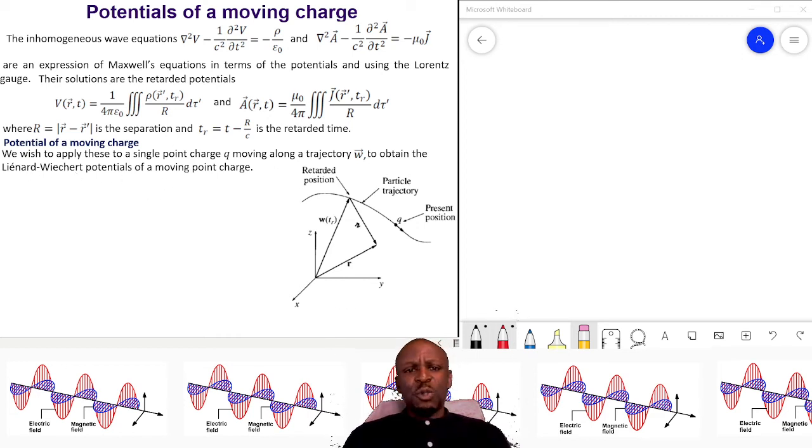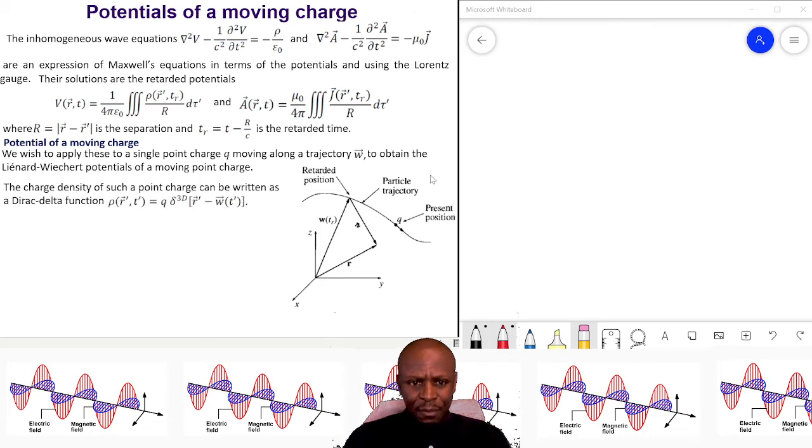Now, we wish to apply this to a single point charge moving in a trajectory, the vector omega, the position omega r, to obtain the potential of a moving charge, which is nothing else but the linear Liénard-Wiechert potential.